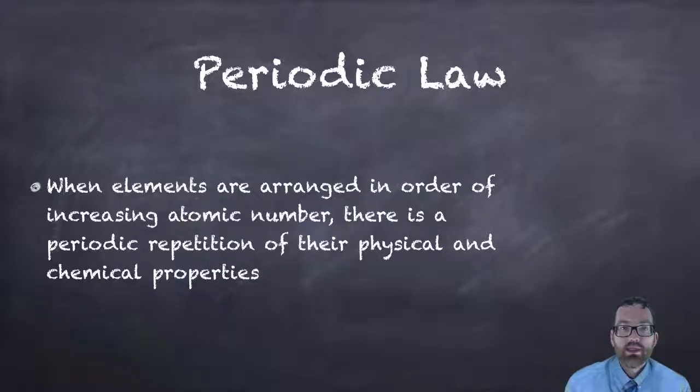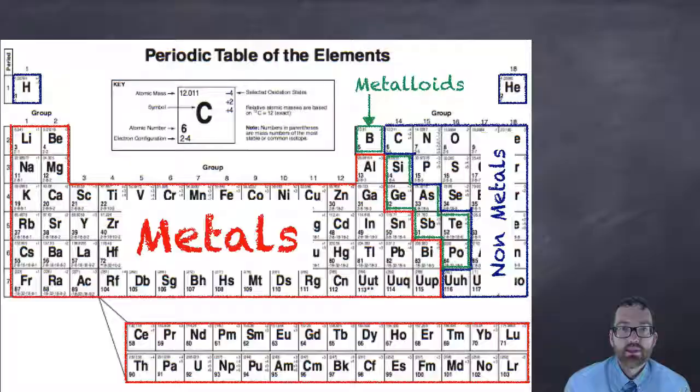So his table, when you arrange the elements in order of increasing atomic number, you get what's called a periodic law being present, which is a periodic repetition of physical and chemical properties.